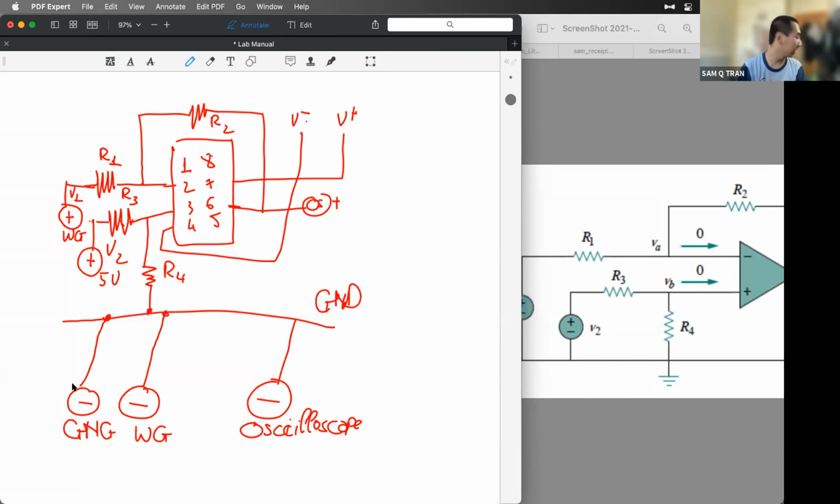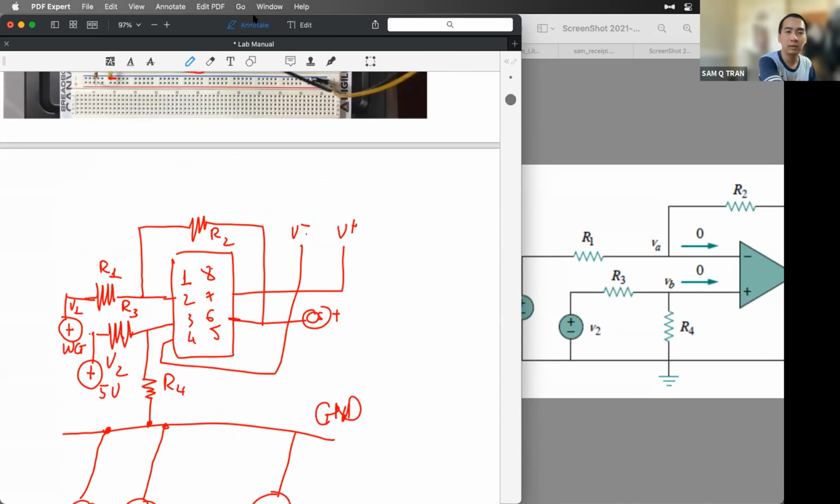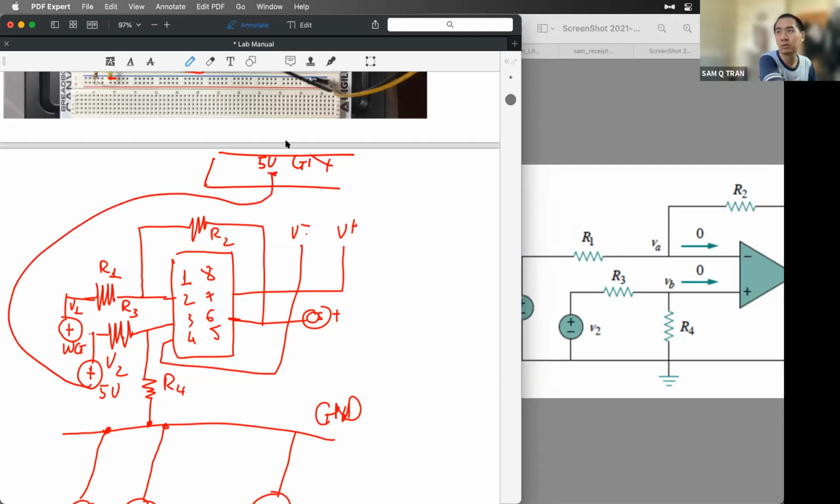How do we connect to the 5 volt? Do you use jumper wire? Like the image over here: one is the board, and you have the 5 volt and you have the ground. What you will do is connect this one all the way to the ground, and then this ground over here will share the same line with this one. Yeah, it's really simple.